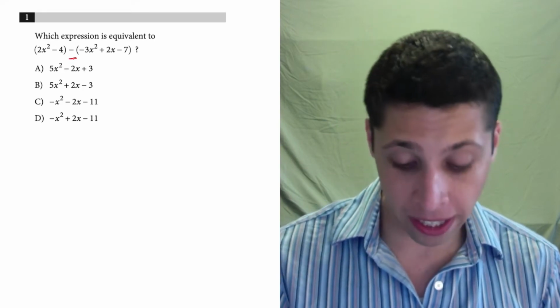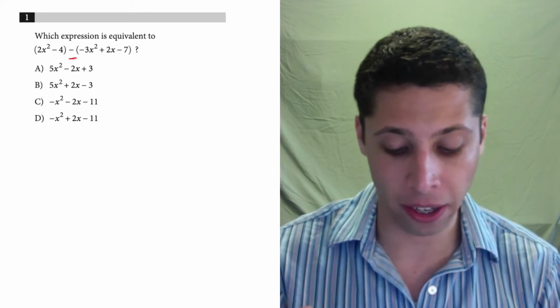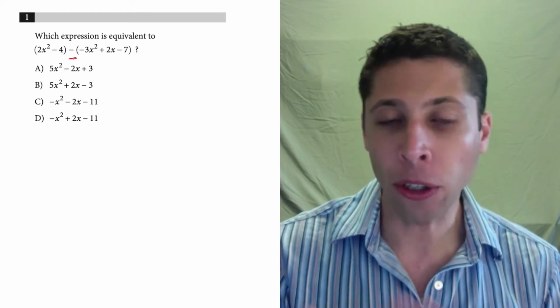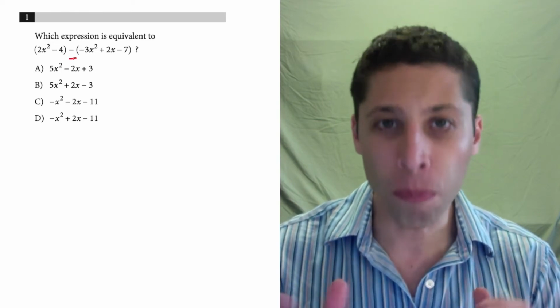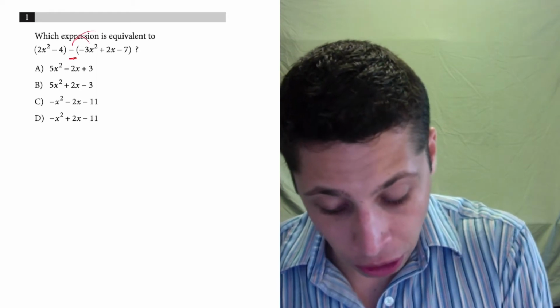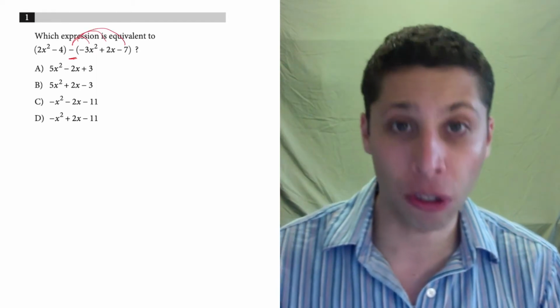Because you can also look at these answer choices and tell, just by the fact that they're pretty much the same except for positives and negatives, that if you mess up, you're going to get an answer that's there. So be really, really careful. Here's what I do. I literally draw the little distribution lines so that I can make sure I don't forget.